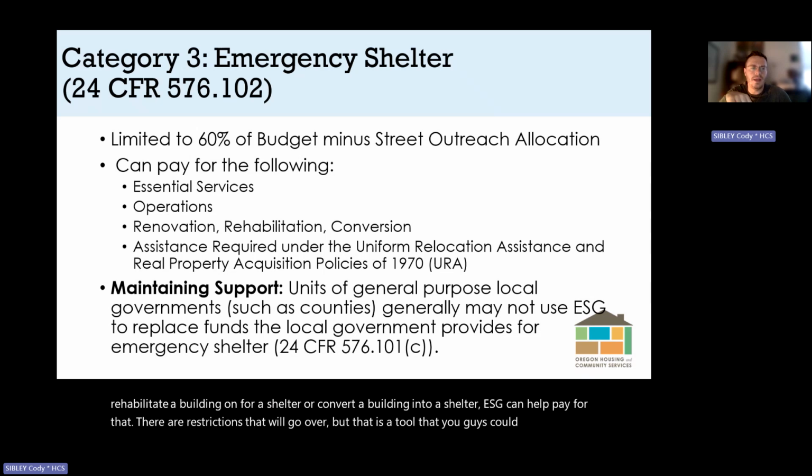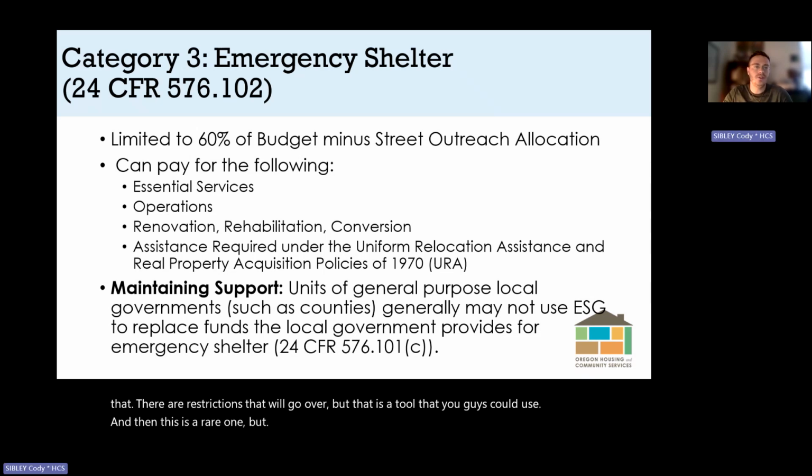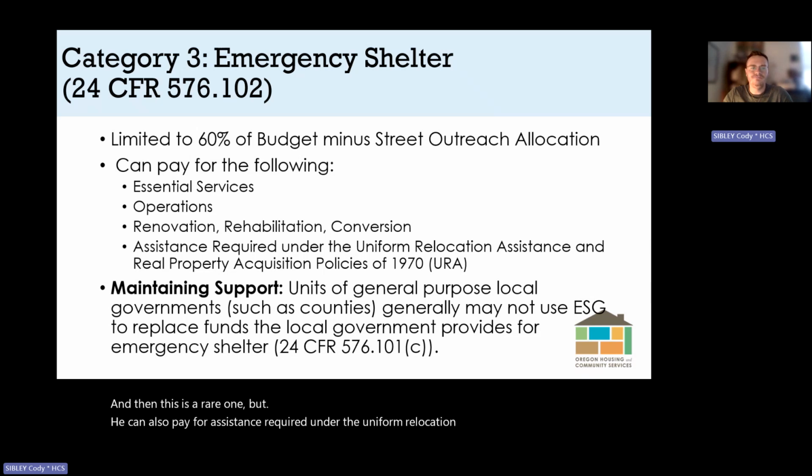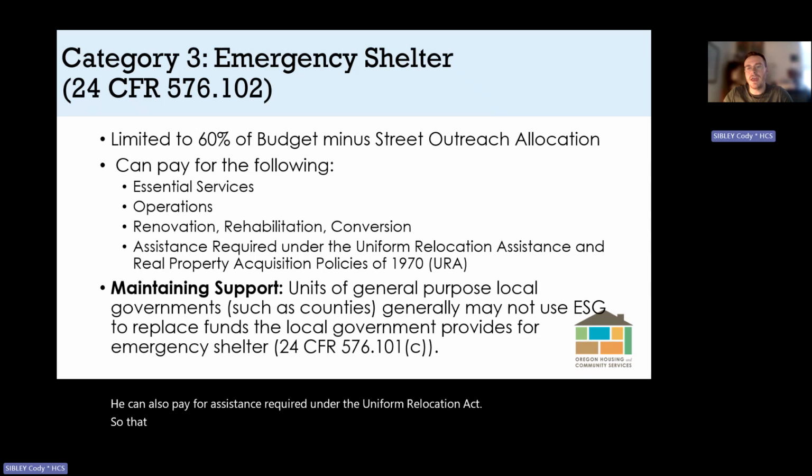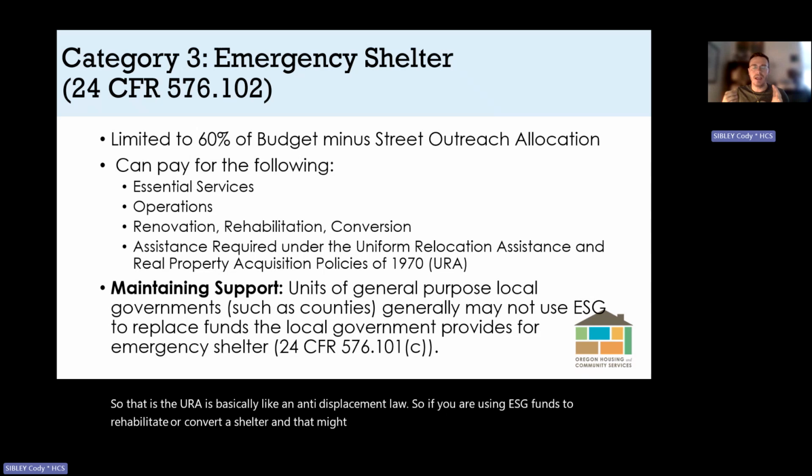And then this is a rare one, but it can also pay for assistance required under the Uniform Relocation Act. So the URA is basically an anti-displacement law. So if you are using ESG funds to rehabilitate or convert a shelter, and that might displace people in the community, ESG can pay to help relocate those people.